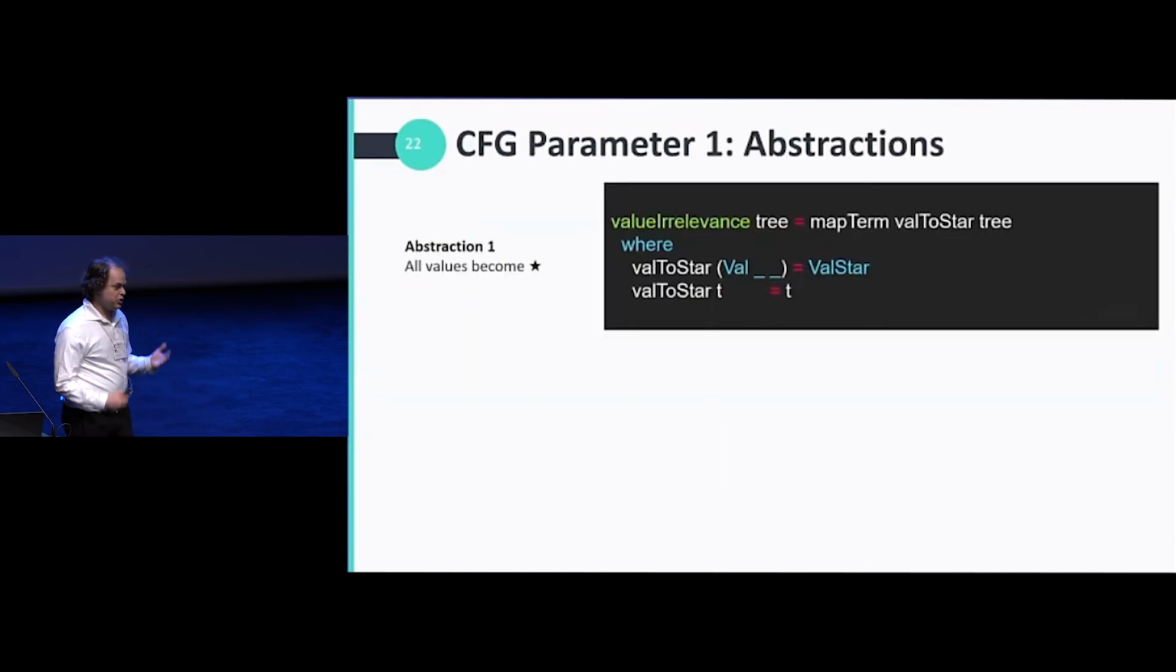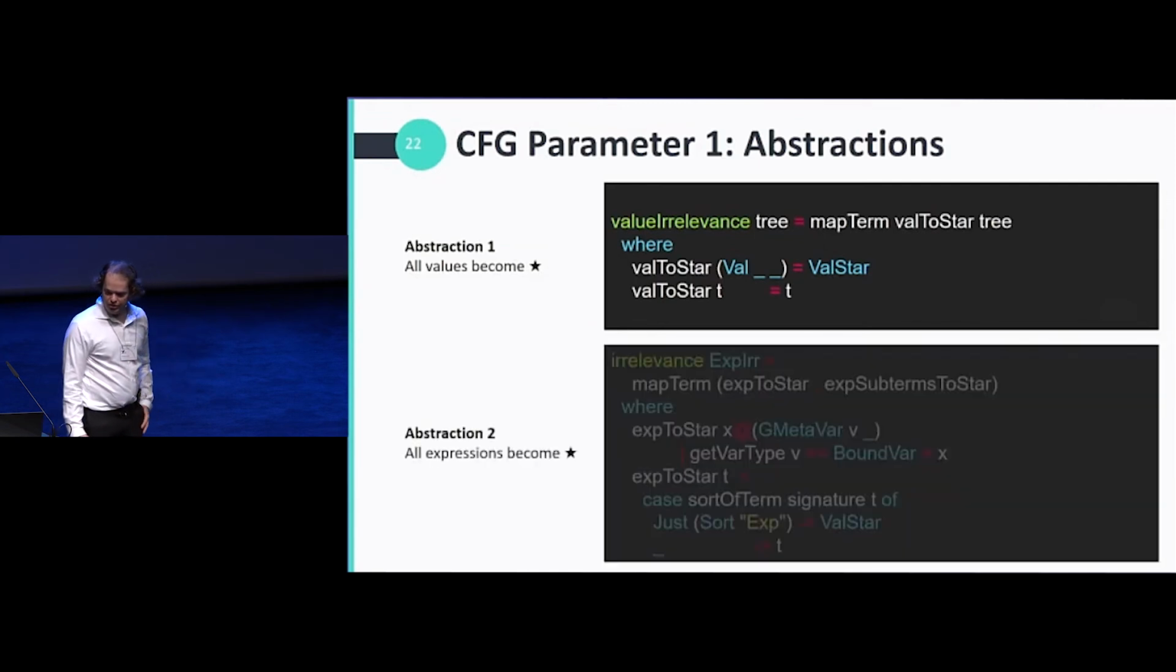Now, as I did say earlier, we actually want a huge family of control flow graph generators, not just one. So how do I decide what becomes a star? What things do I skip over? Well, I write a little bit of code for that. To say that all values become star is saying I don't care what value it is. It's going to give me an expression-level control flow graph.